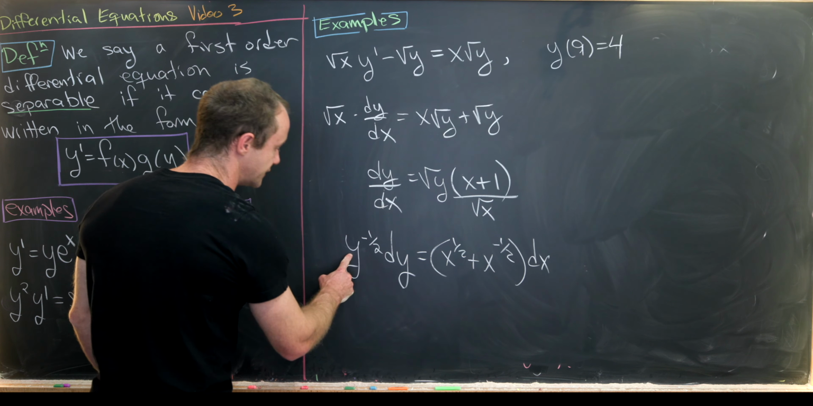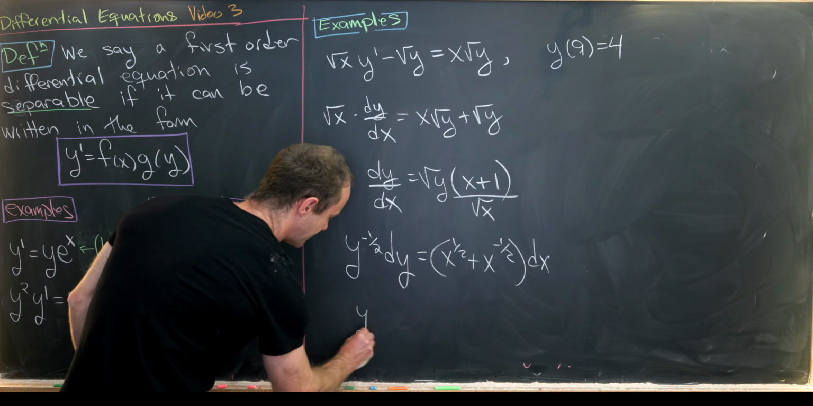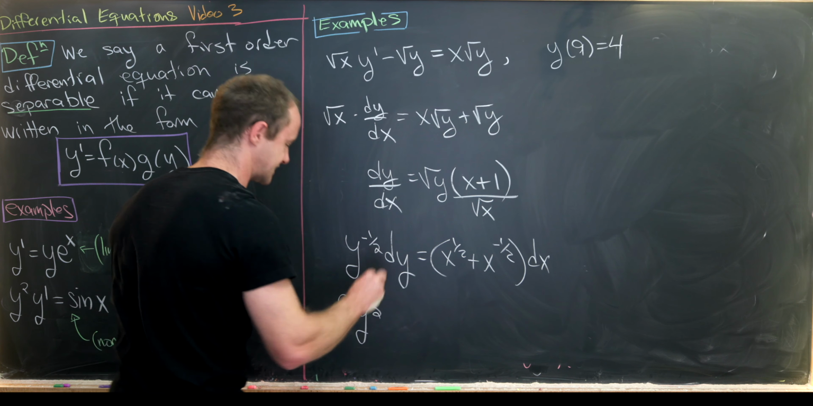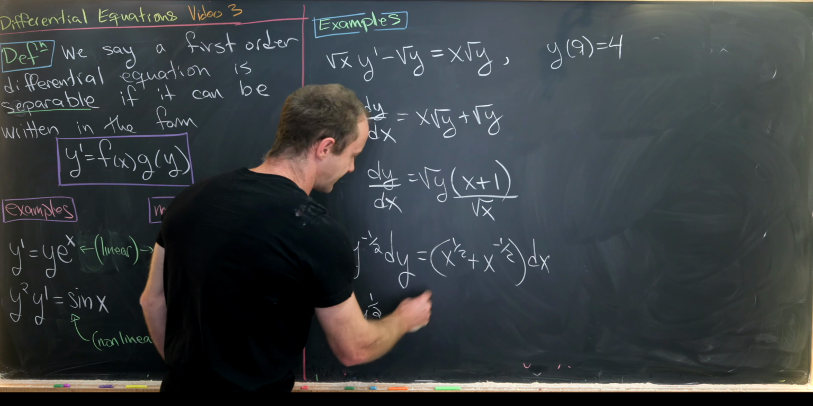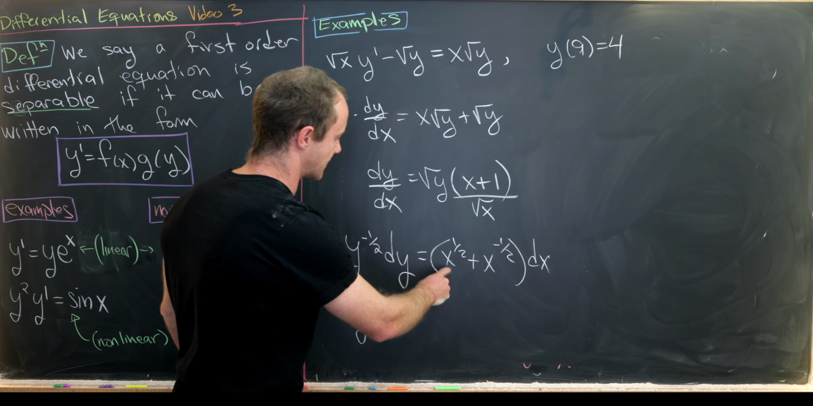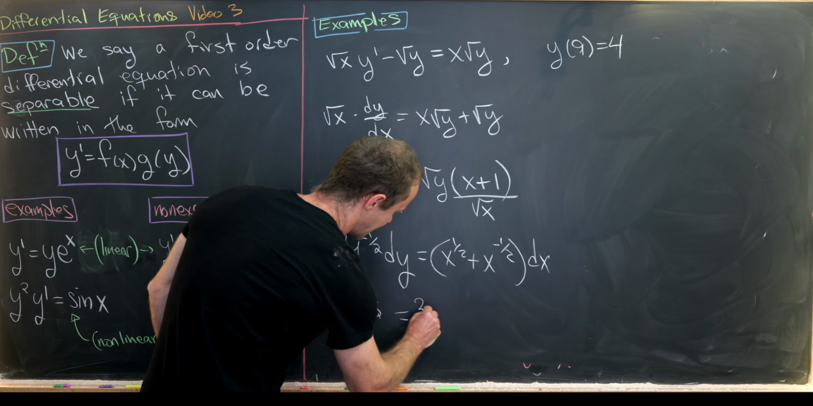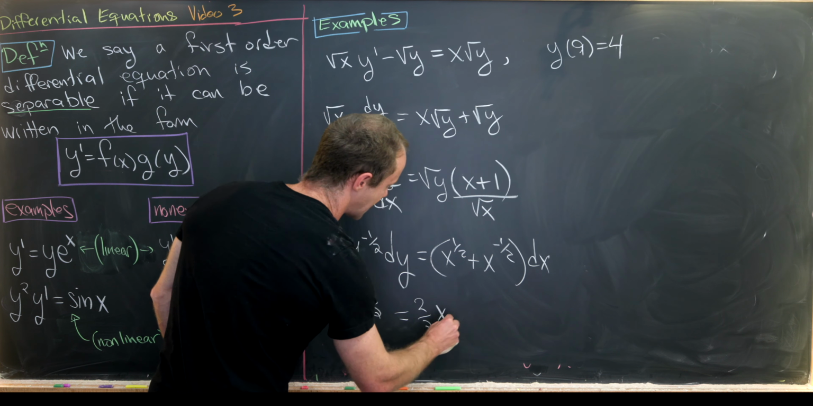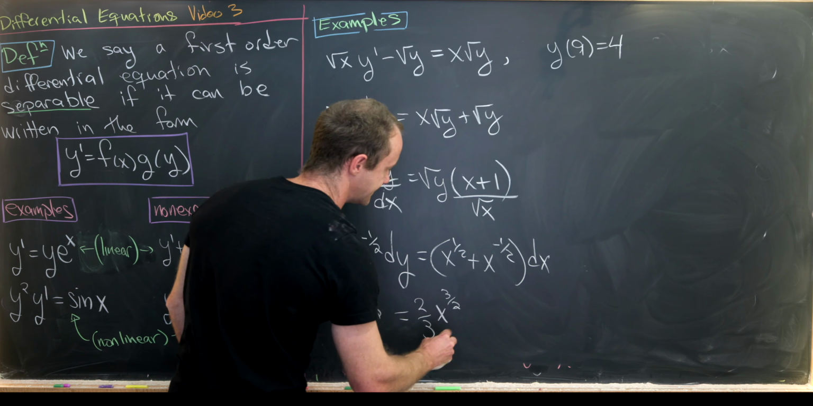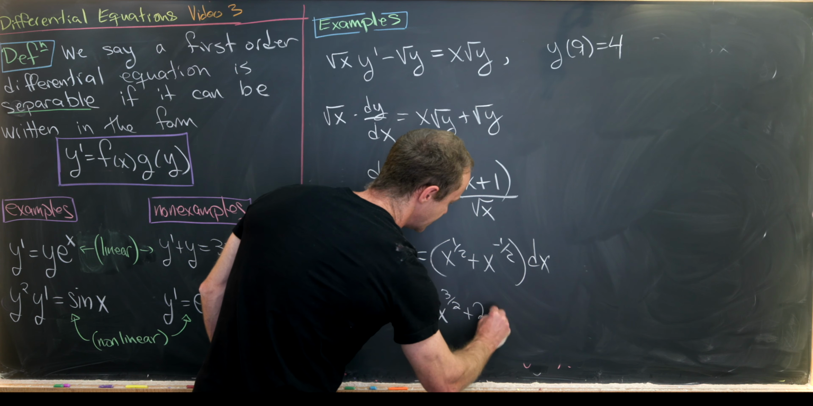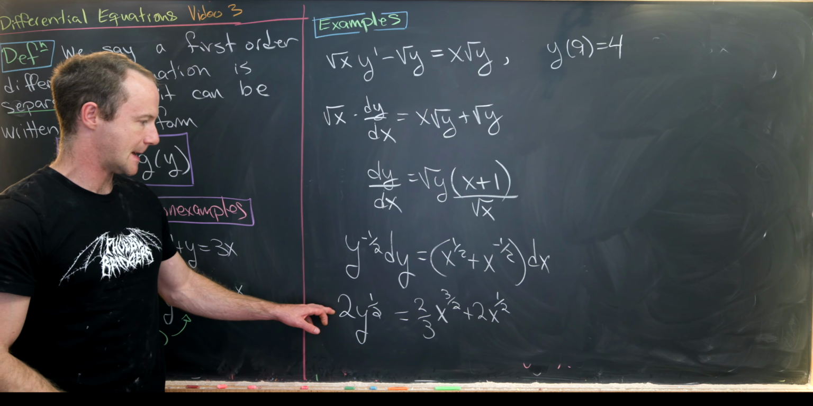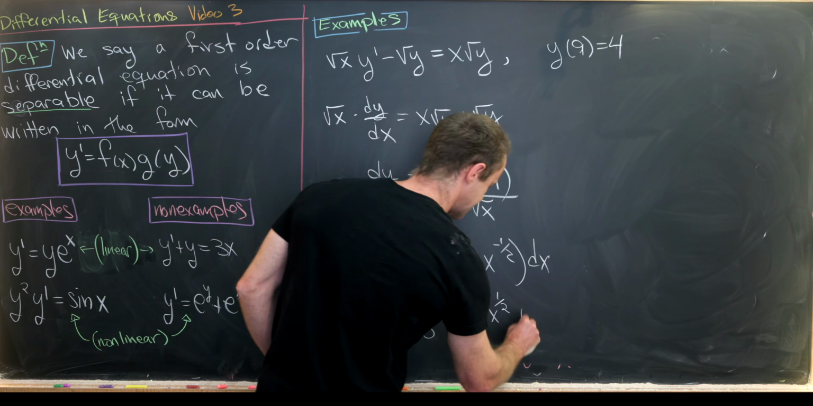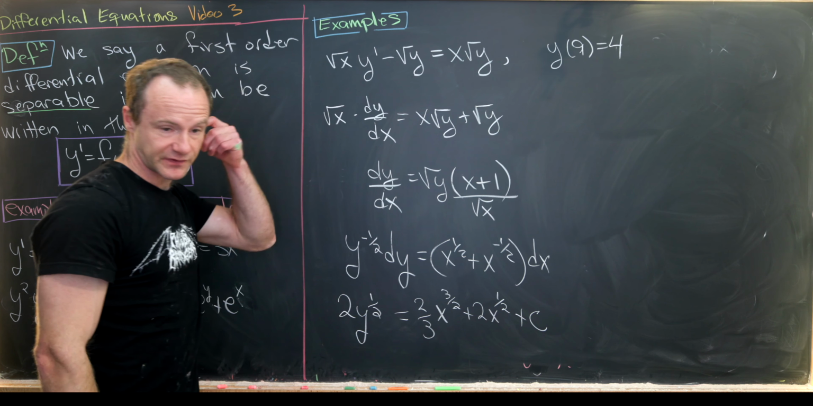So this is going to boost the exponent to 1/2. And then we have to divide by the new exponent, but dividing by 1/2 is the same thing as multiplying by 2. And then we've got similar calculations over here. So this is going to give us something like 2/3 times x to the 3/2, and then plus 2 times x to the 1/2. Okay, and then plus a constant c. So we're left with something like that.